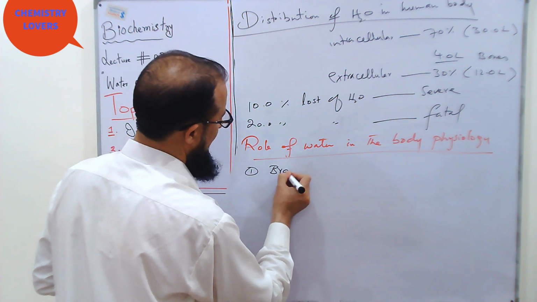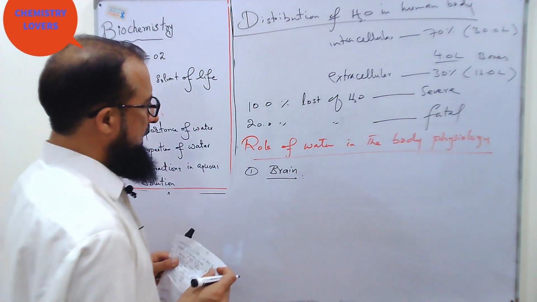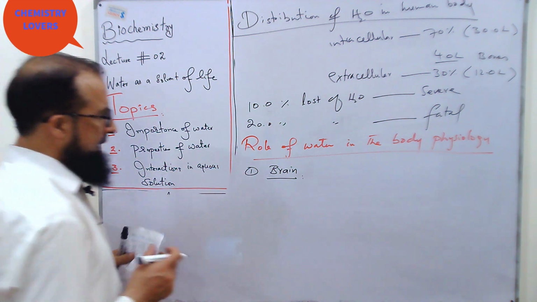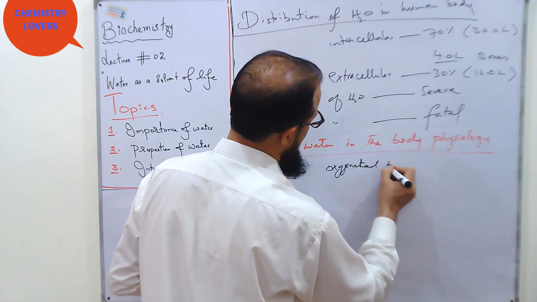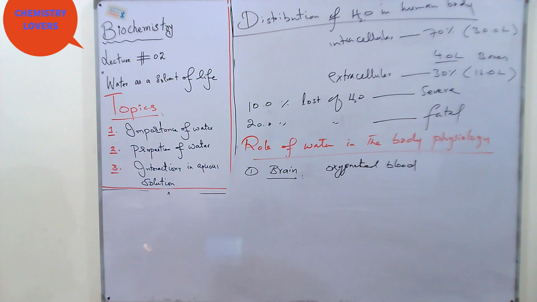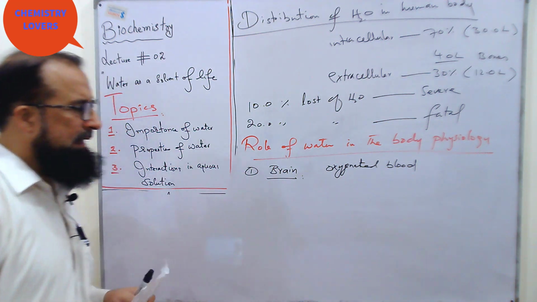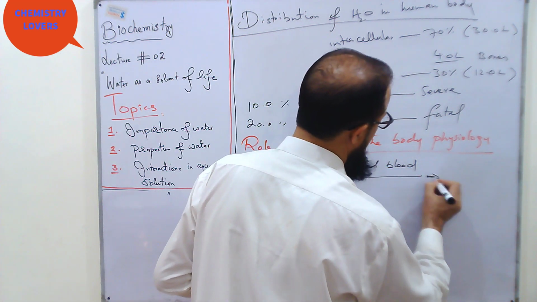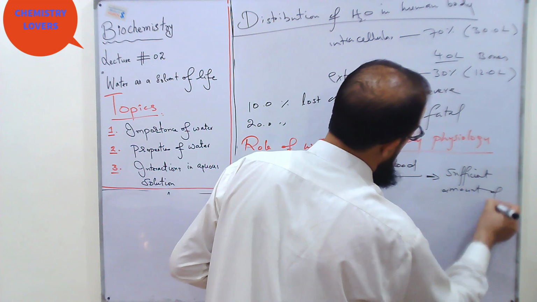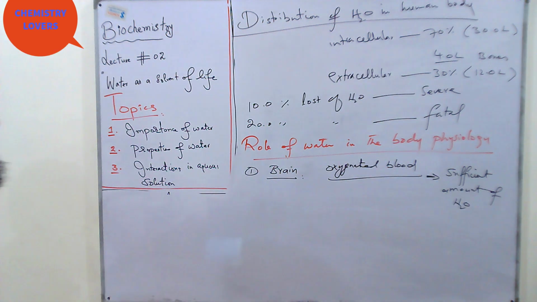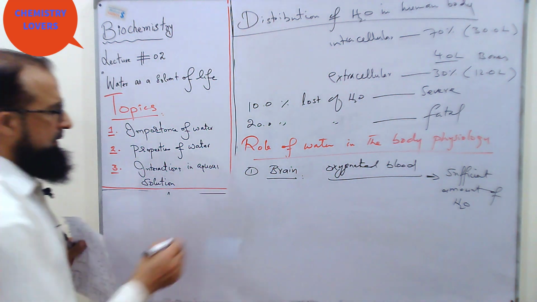For example, in the case of the brain, this is one of the important organs in our body, and the brain's normal function and healthy status depend upon the supply of oxygenated blood. So if we have more oxygenated blood supply into the brain, then the brain will work normally and healthily, and this oxygenated blood supply depends upon a sufficient amount of water. So if we are taking more water, then more oxygenated blood will be supplied to the brain, and our brain will work normally and healthily.